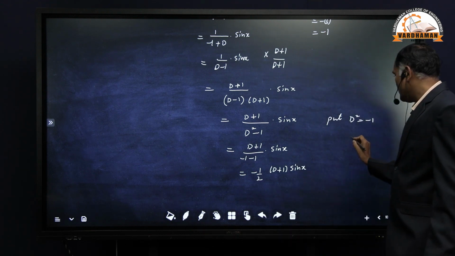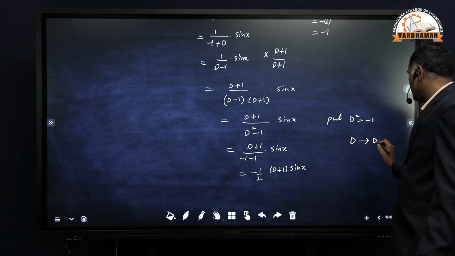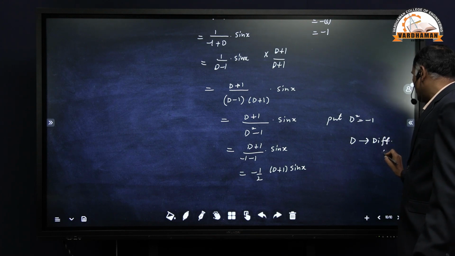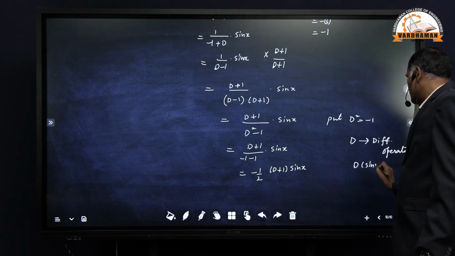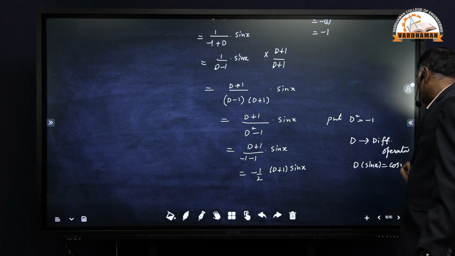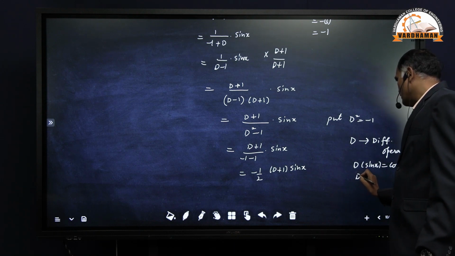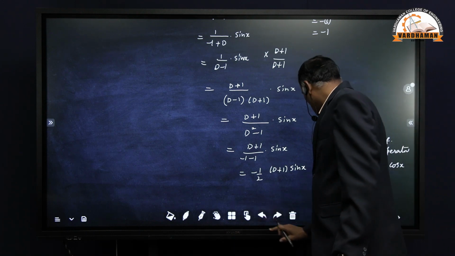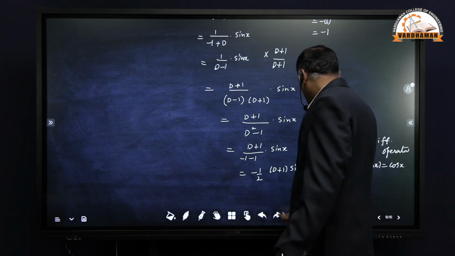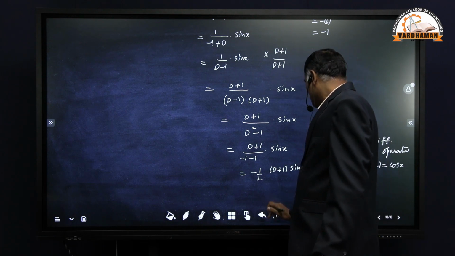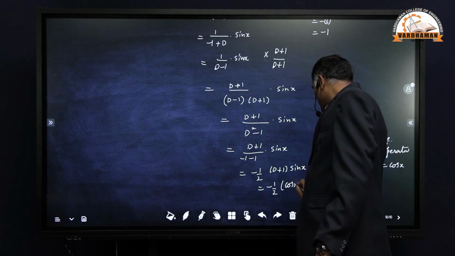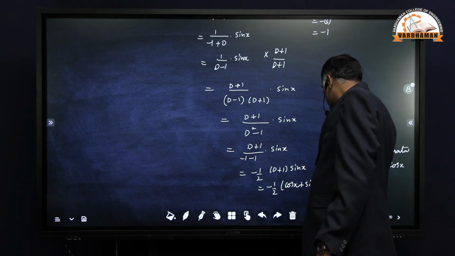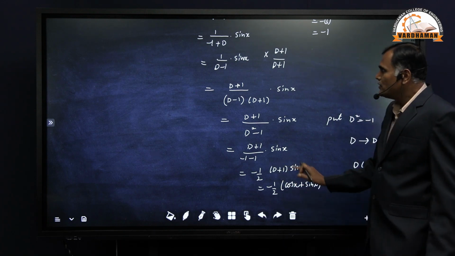Now as we discussed, D is the differential operator. So D of sin x is simply cos x. So you write down minus 1 by 2 times (cos x plus sin x). Now this is the particular integral of this problem.